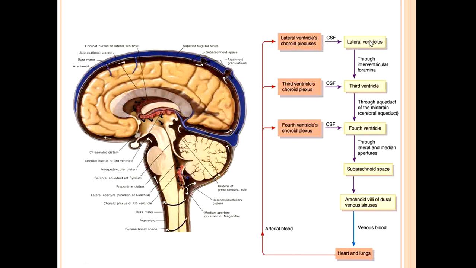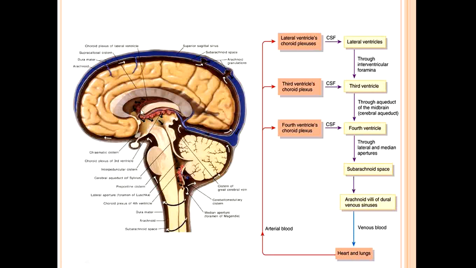From lateral ventricle it will go to the third ventricle via interventricular foramina. Okay, from third ventricle it will go to fourth ventricle via cerebral aqueduct. From fourth ventricle via lateral and median aperture. Remember, the median aperture was foramen of Magendie, and lateral aperture was foramen of Luschka. So it will go to subarachnoid space. From subarachnoid space it will go to arachnoid villi of dural venous sinus, and then the venous blood will be taken via heart and blood.